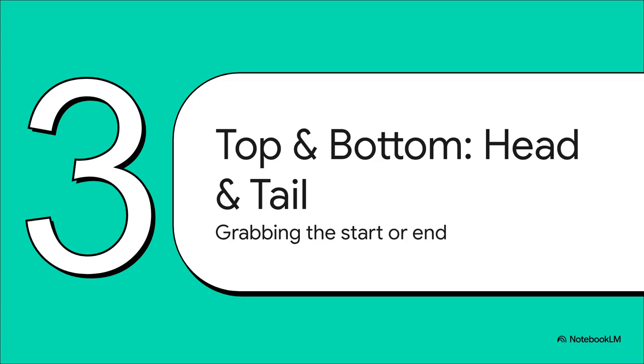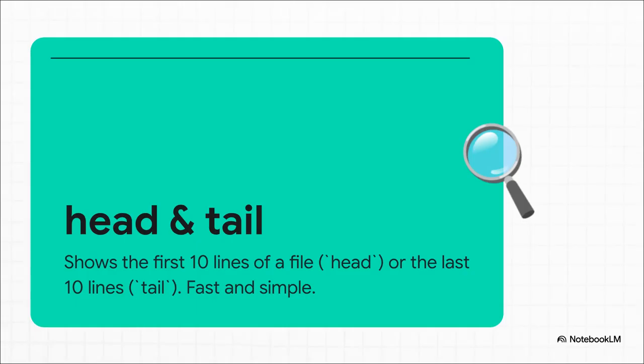But what if you don't want to scroll through the whole file? Maybe you just need a super quick peek at the very beginning or the very end, just to get your bearings. Well, for that, we have another perfectly named pair of tools. Honestly, it doesn't get much more straightforward than this. Head shows you the top 10 lines of a file, and its partner, tail, shows you the bottom 10 lines. They're incredibly fast, they're simple, and they're perfect for just getting a quick sanity check of your data.